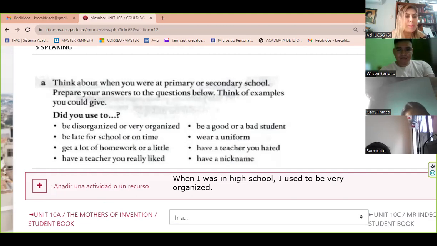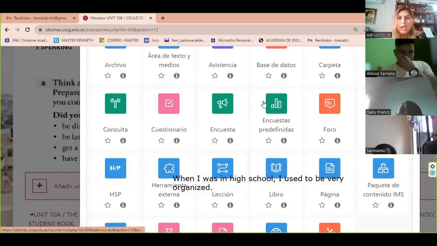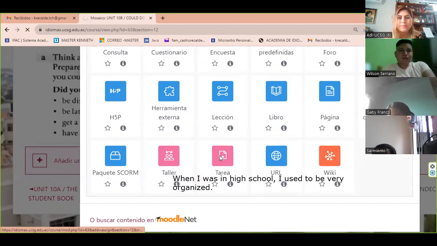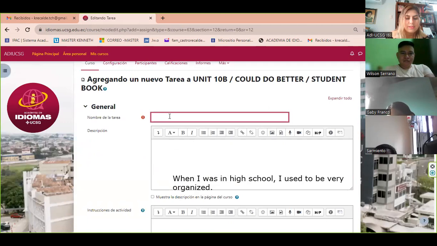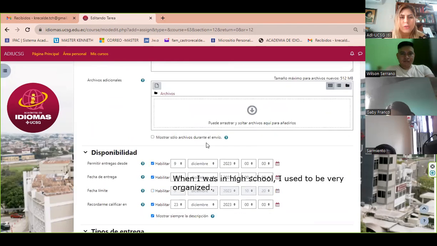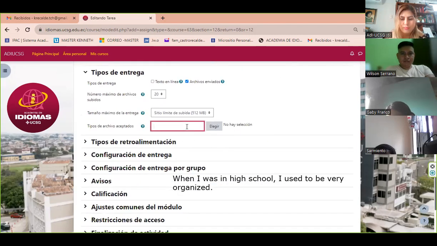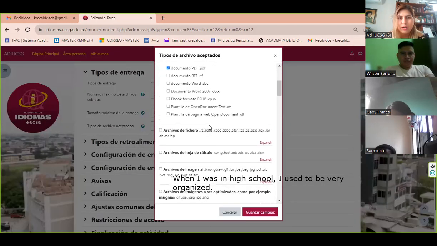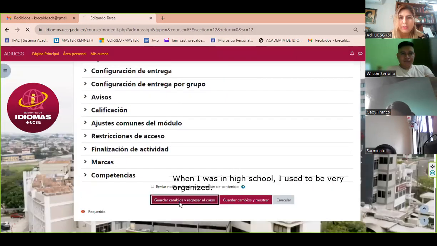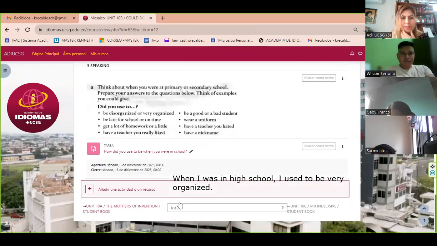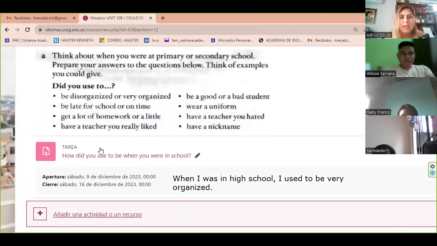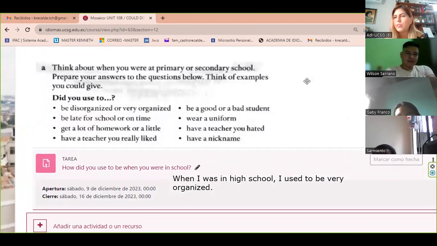Where are you going to upload the sentences? Here. I am going to make you upload it here as homework. Let me put the title: How did you used to be when you were in school? And you're going to upload it here. I will ask you to upload it in PDF. Here is where you're going to upload it. So ask me questions. Do you have questions about this?